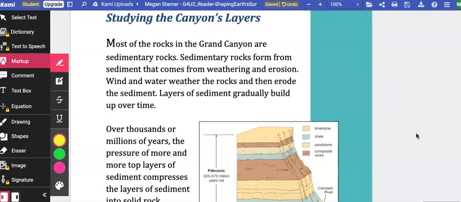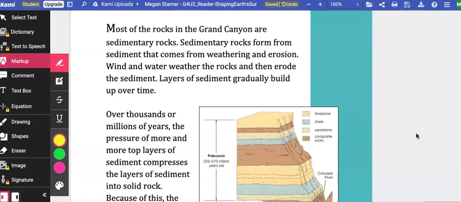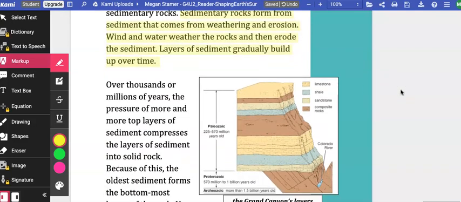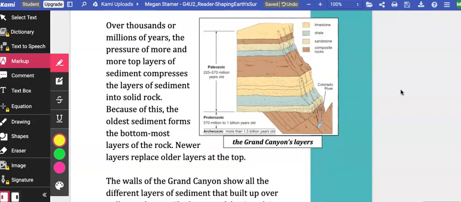Studying the canyon's layers. Most of the rocks in the Grand Canyon are sedimentary rocks. Sedimentary rocks form from sediment that comes from weathering and erosion. Wind and water weather the rocks and then erode the sediment. Layers of sediment gradually build up over time. Over thousands or millions of years, the pressure of more and more top layers of sediment compresses the layers of sediment into solid rock. Because of this, the oldest sediment forms the bottommost layers of rock.